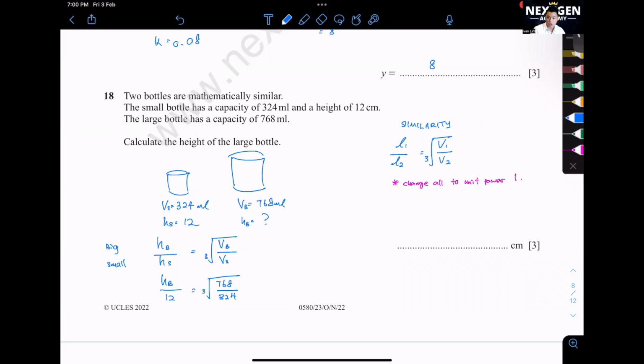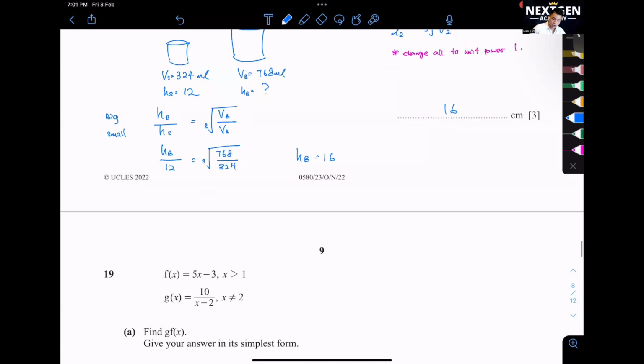Now I just need to solve this. The main thing is I just need to construct this equation. Where you mostly get stuck is not being sure whether it's square or cube. You just need to use the similarity formula that I taught you, which is also given in the cheat sheet. In fact, you can just type into a calculator cube root of 768 over 324 times 12. You will get 16. So the height of the big one will be 16.